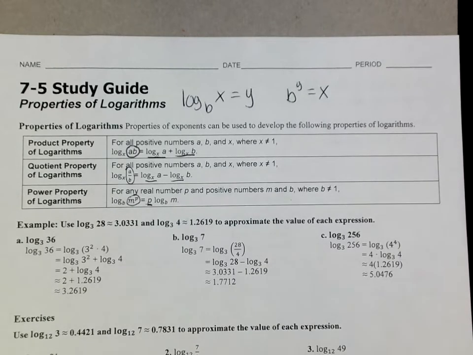You see how that's very similar to what we do with exponents. When you multiply, you add the exponents. When you divide, you subtract the exponents. When you have a power to a power, you multiply the exponents. That's just a generic description of how those work, but these are our three main properties of logarithms that we're going to talk about right now.